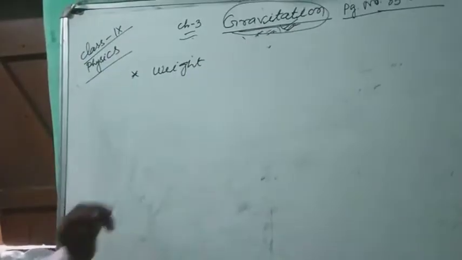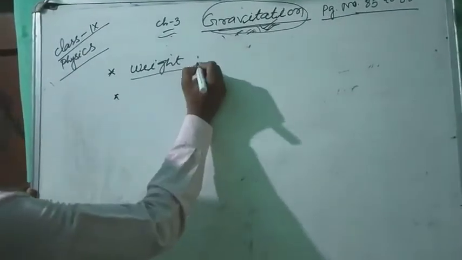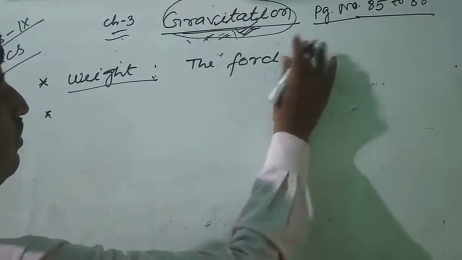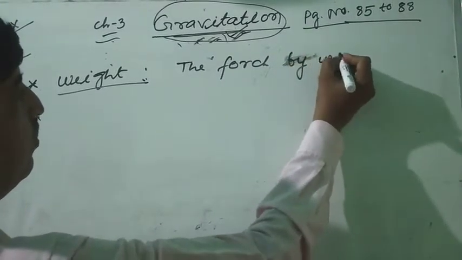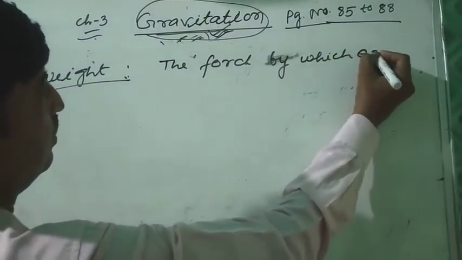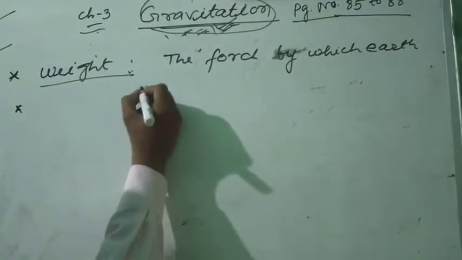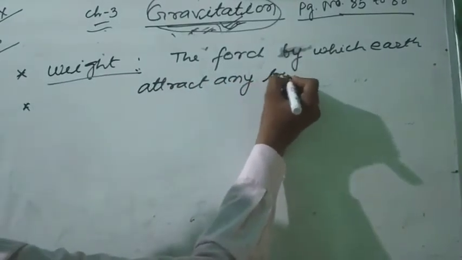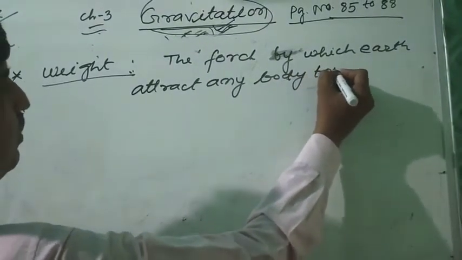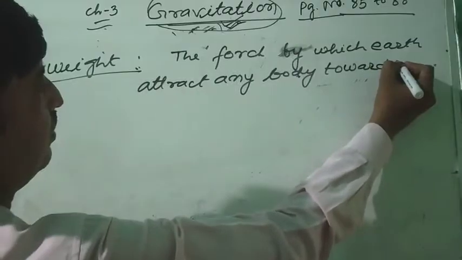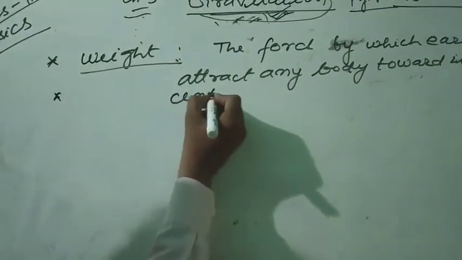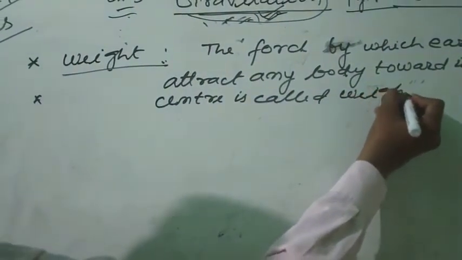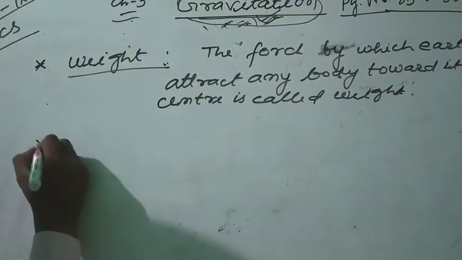Now let us take the next point. Weight. What is weight? The force by which the earth attracts any body toward its center is called weight. It is a vector quantity.